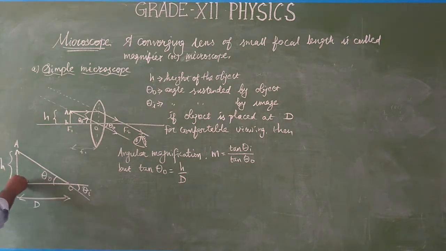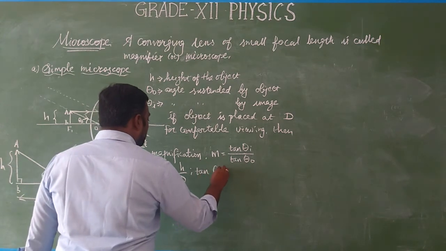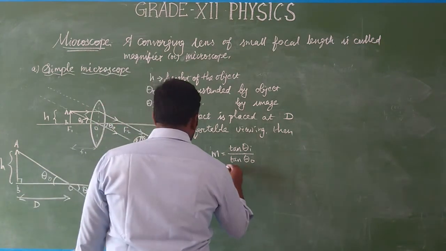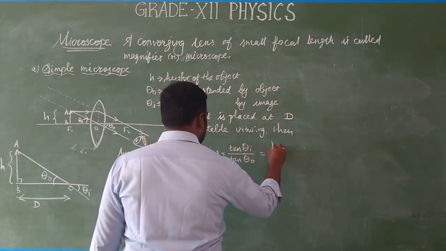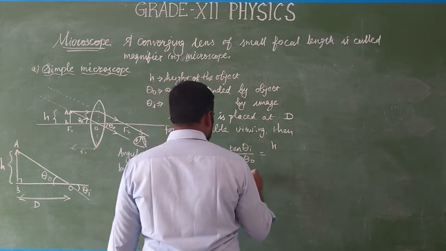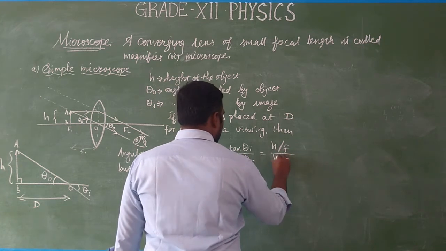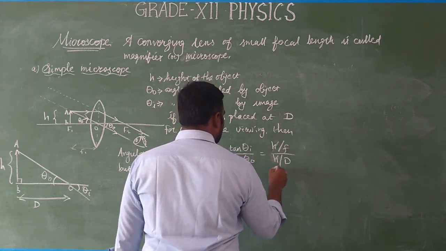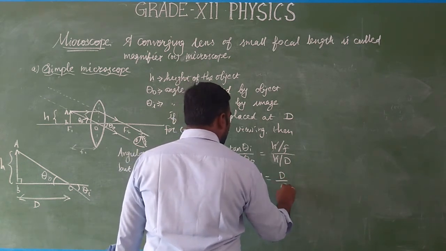It's a right angle triangle, so tan theta O, the angle subtended by the object, is equal to opposite by adjacent. Similarly, the angle subtended by the image is equal to h by f. So substitute in these cases. What will you get? h by f divided by h by D. So h and h cancel. Finally, the magnification M is equal to D by F.